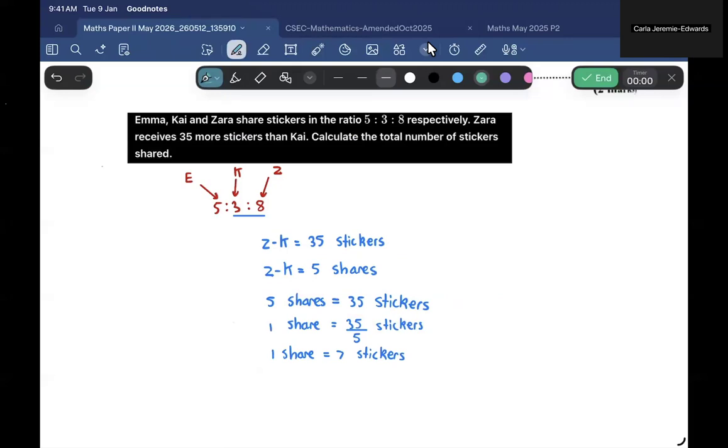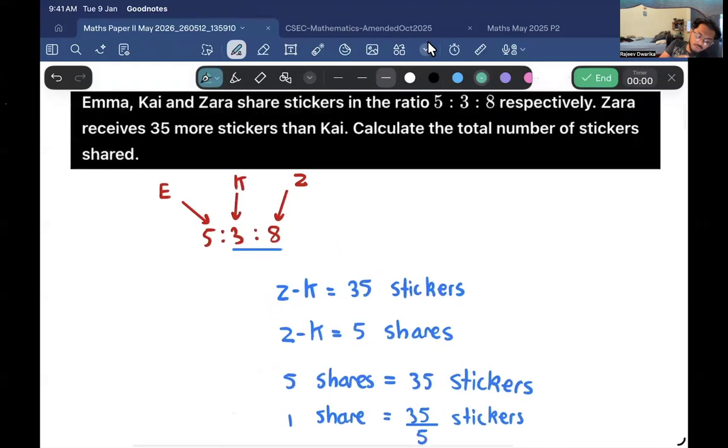103. Right, wait. Take your time. So, we're talking about a way to find the total number of shares, not stickers, total number of shares for now. So, looking at the ratio, how many shares do you think we have altogether?